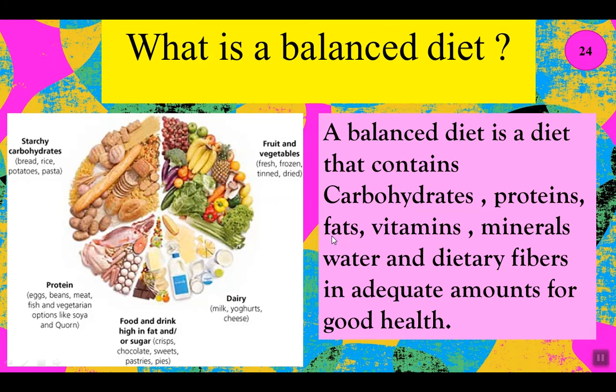What is a balanced diet? A balanced diet is a diet that contains all the 7 main nutrients: carbohydrates, proteins, fats, vitamins, minerals, water and dietary fibers in correct proportions for good health.